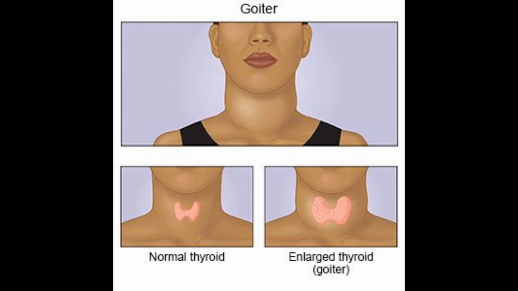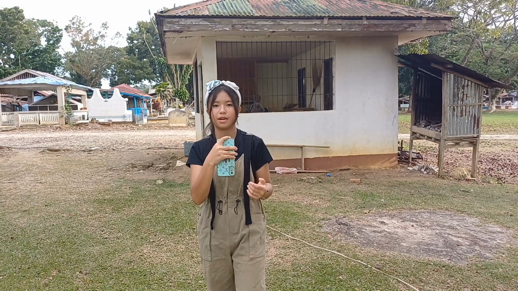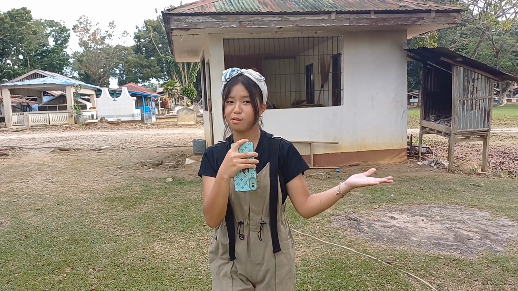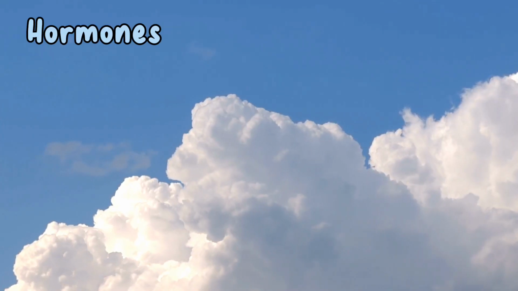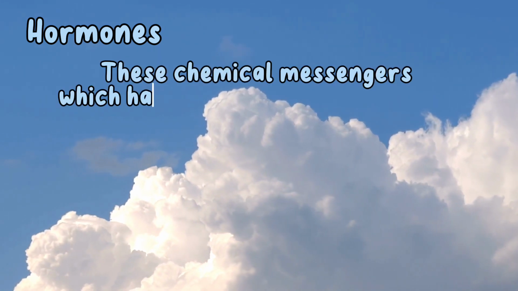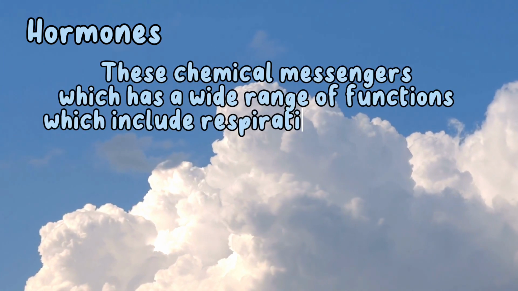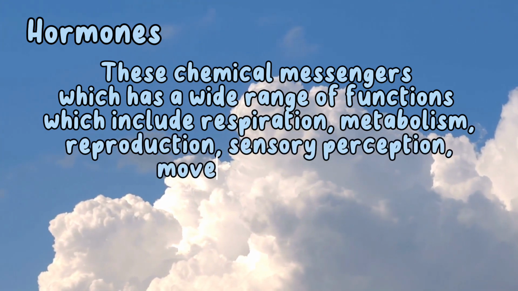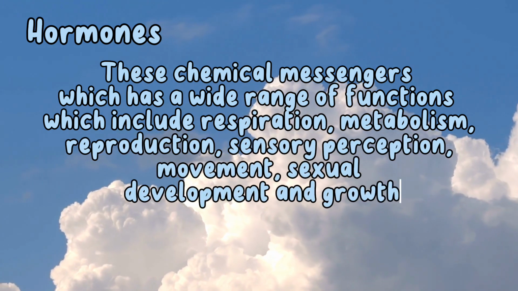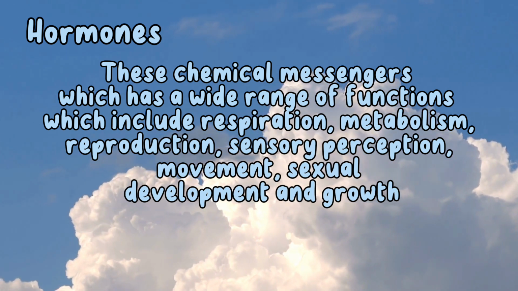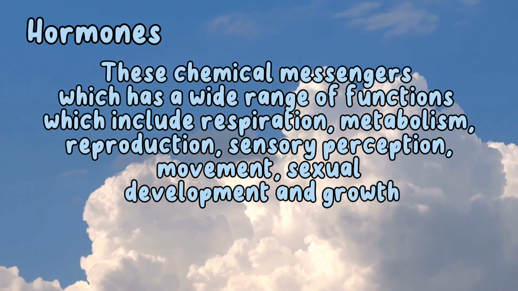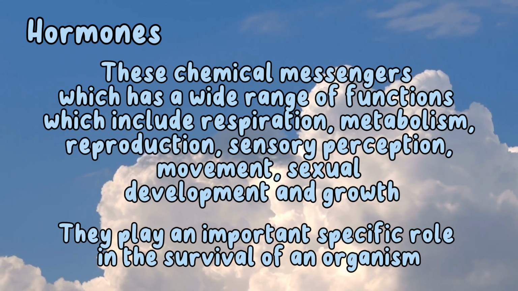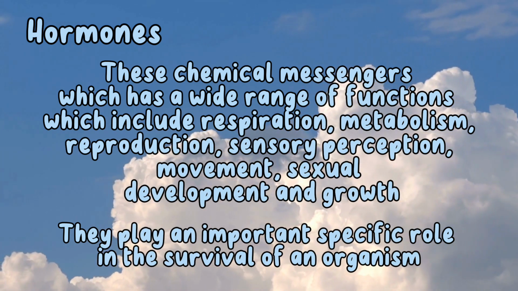Or maybe you ask why some of us end up having goiter. These are all because of hormones. Hormones are chemical messengers which have a wide range of functions which include respiration, metabolism, reproduction, sensory perception, movement, sexual development, and growth. They play an important specific role in the survival of an organism.